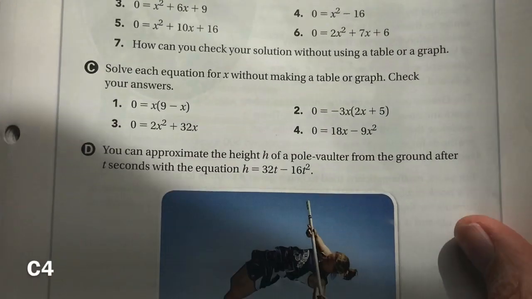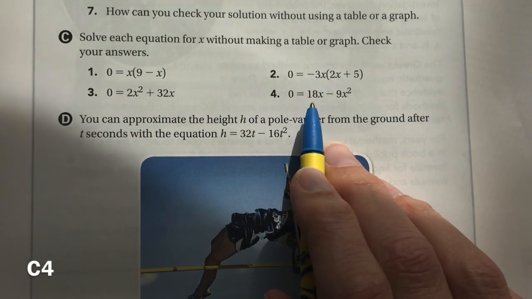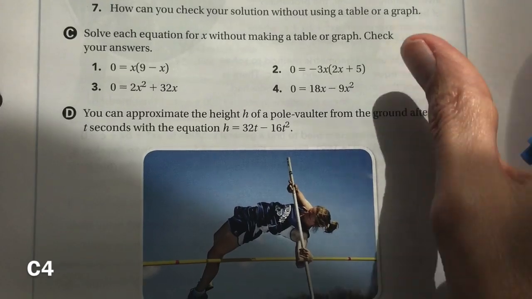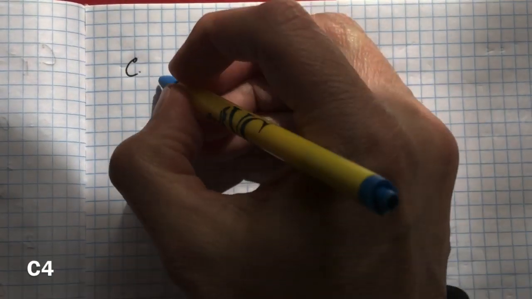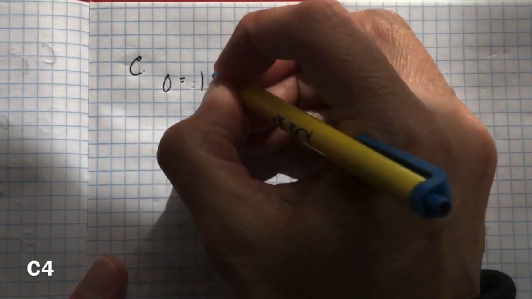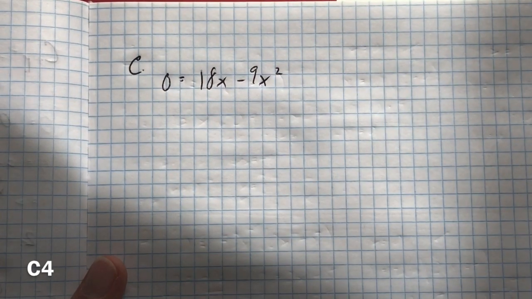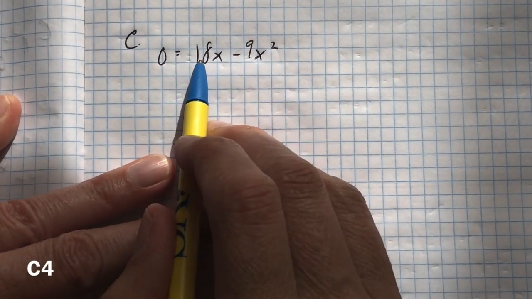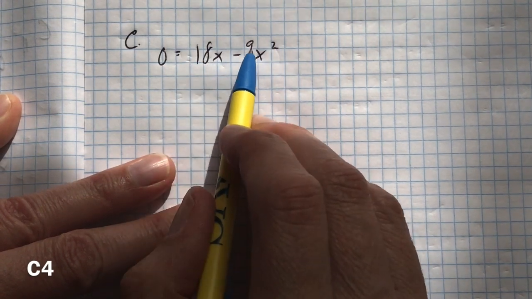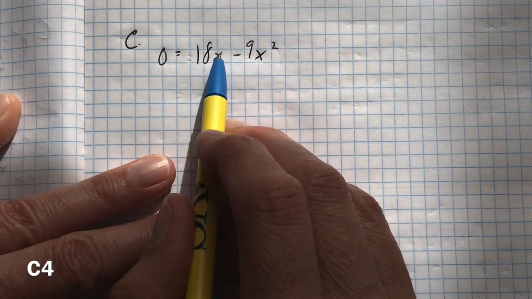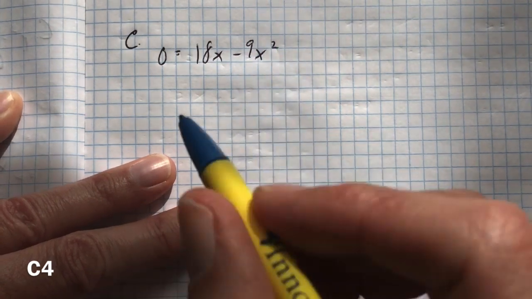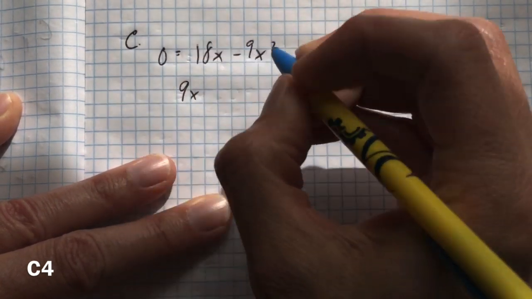All right. Last one in part C. 18x minus 9x to the second equals 0. So here we go. 0 equals 18x minus 9x to the second. Okay. So remember, this is an expanded form, so I need to factor something out. Well, what do these guys have in common? Well, I see that this is 18 and 9. I'm going to be able to factor out a 9 for sure in these cases because that goes into both. And then these both have x's as well. So I'm going to have a 9x coming out.